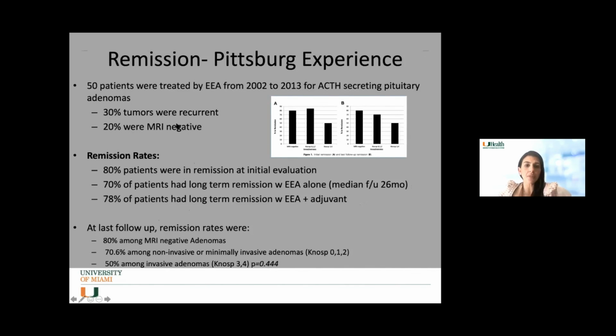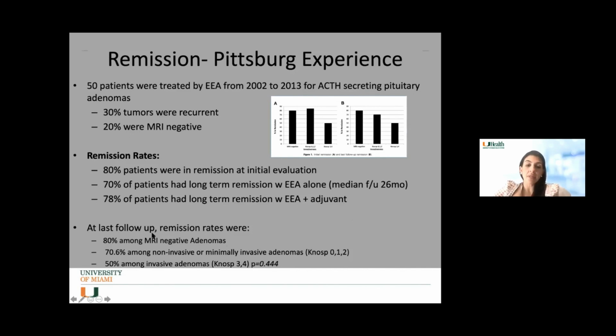So in the Pittsburgh experience, 20% were MRI negative. And you can see here the Knosp low grade and Knosp high grade tumors. You can see that initial remission is going to be lower for the Knosp 3 and 4. And that just goes to show you invasiveness, right? These are tumors that are more invasive into the walls of the cavernous sinus. And so you're going to get decreased remission rates for those patients that are Knosp 3 or 4, although they did not note this in a significant manner.